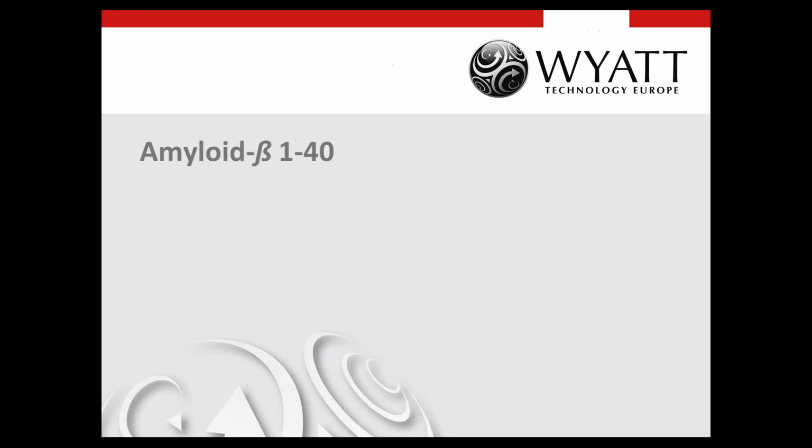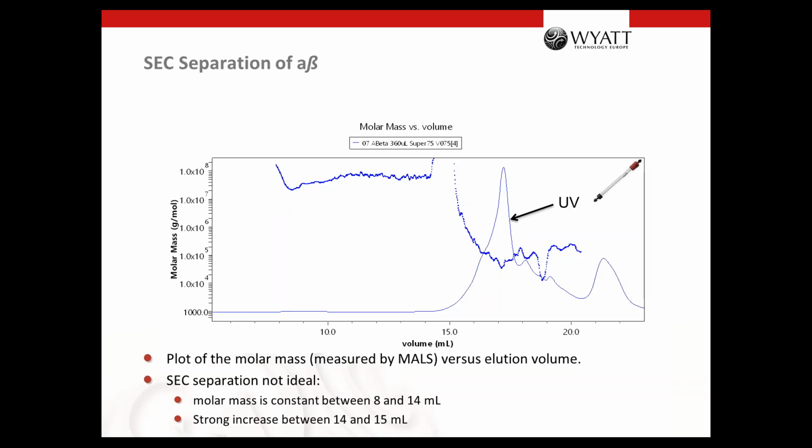And yeah, with this I come also already to the examples. So first example I want to present you is the amyloid beta 40. This peptide has a strong tendency to aggregate. And if you measure it on a SuperDex 75 column, you get a very, very strange result.